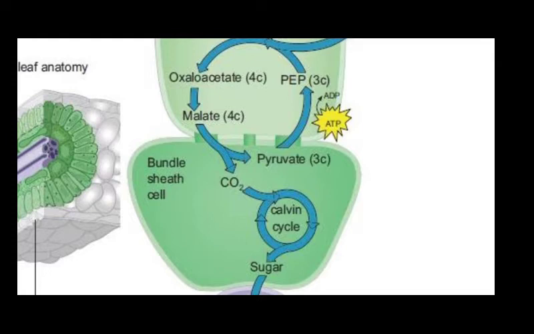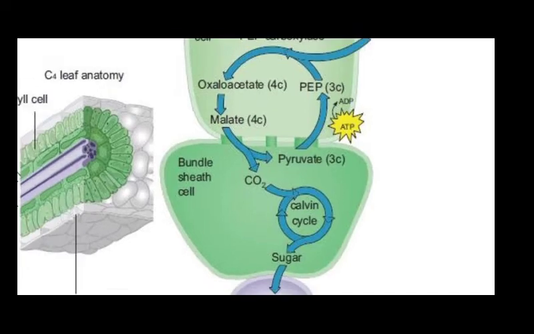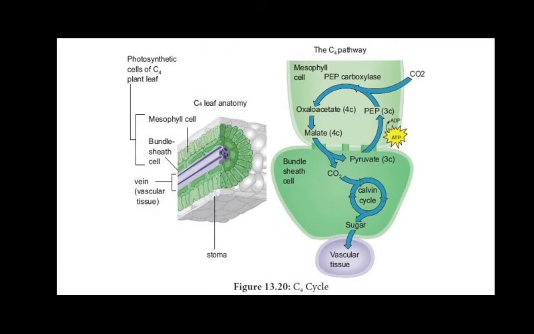Now, in the bundle sheath, the CO2 that is being released by the malic acid is going to get fixed further by the process of the Calvin cycle. Means in the bundle sheath, the Calvin cycle is taking place. And this Calvin cycle is again the C3 process that I've shown you previously. Let me show you again.